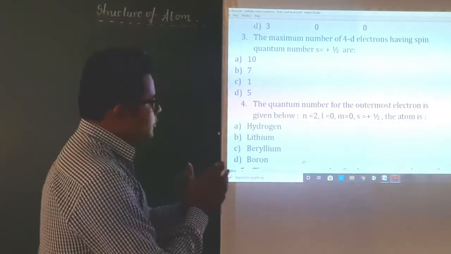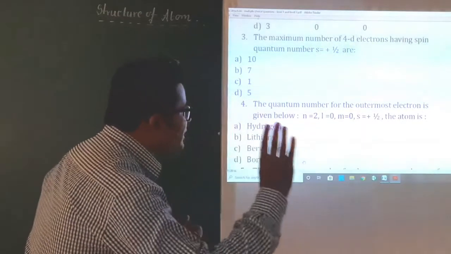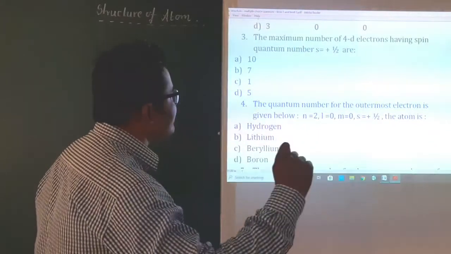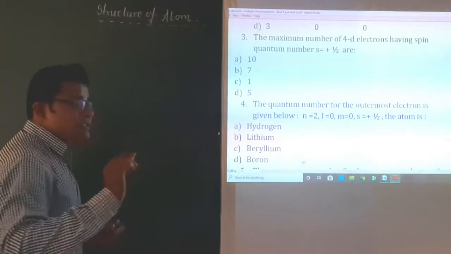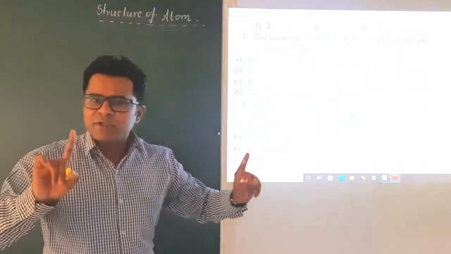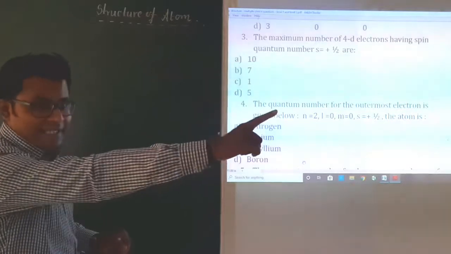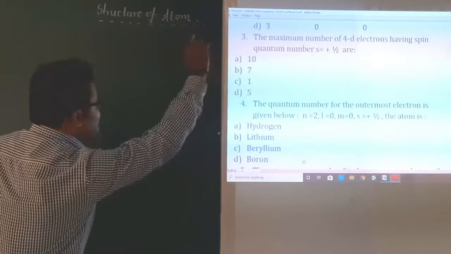So question number 3 says: the maximum number of 4d electrons having a spin quantum number S equal to plus half. Fine. Now S is equal to half, so you need to understand that all these particular electrons are unpaired. They are speaking about 4d electrons, so you just need to concentrate on the d subshell.